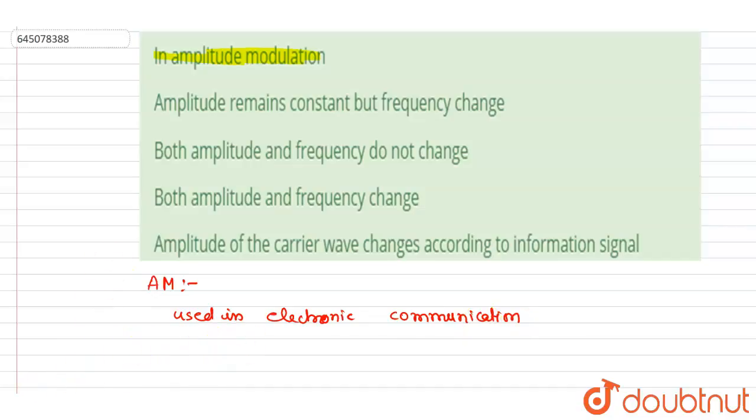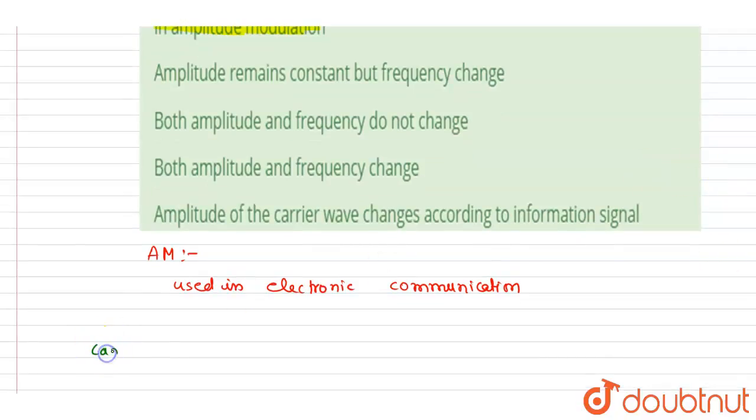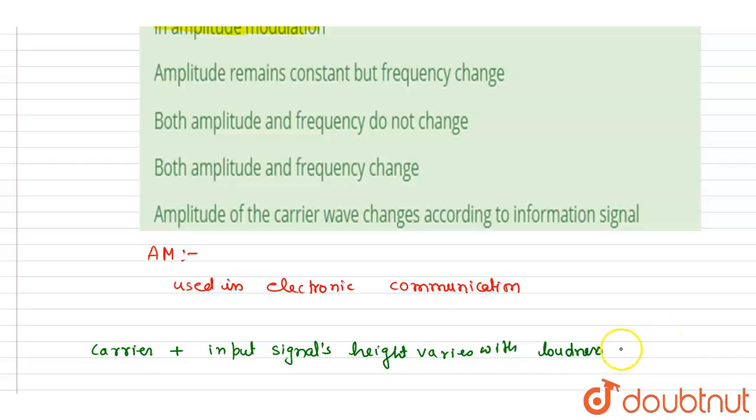So if you see, what will happen when someone modulates the amplitude? So here, the carrier is added with an input signal, with an input signal's height that varies with the loudness of the user's voice.